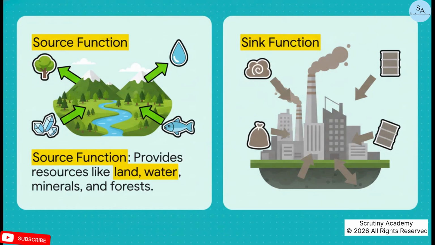It's pretty simple. The source function is the environment acting like a giant storeroom, giving us all the stuff we need to live and make things, our natural resources. The sink function is the environment acting like a giant garbage disposal and air purifier, cleaning up our mess by absorbing all the waste and pollution we create. Making this distinction in your answers will get you top marks.